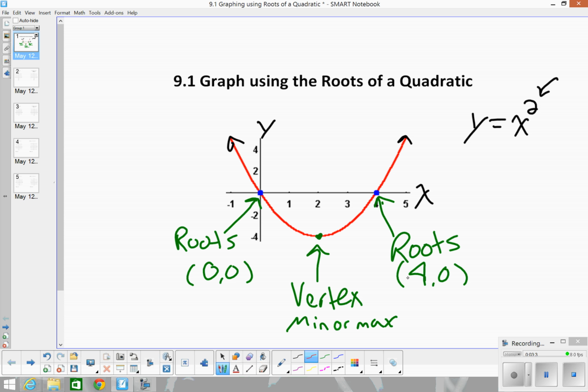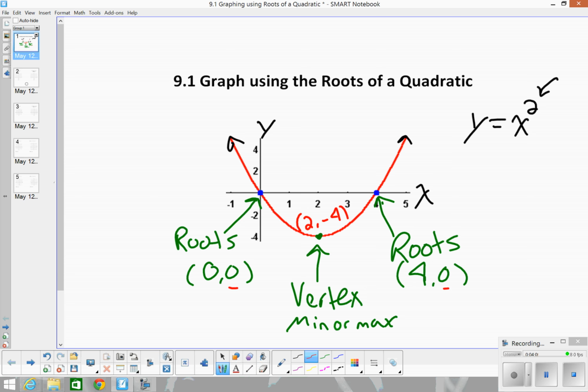Well, if you look at the y value, both y values are 0. And if you think about any x-intercept, y value is always going to be 0. And that's why the roots are also called zeros, because those are the zeros of the graph. Okay? Now, the vertex in this graph, it looks like about 2, comma, negative 4. So if I have these 3 points, I could graph a parabola connecting these 3 points with a U-shaped graph.